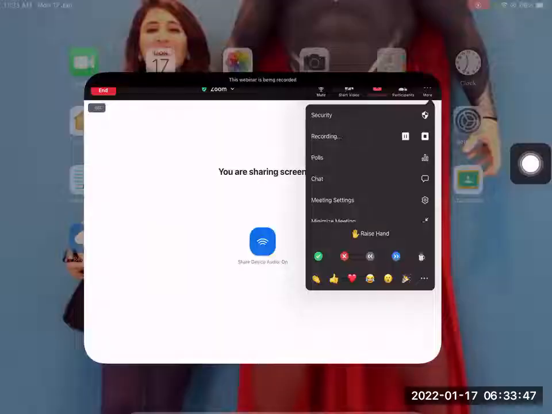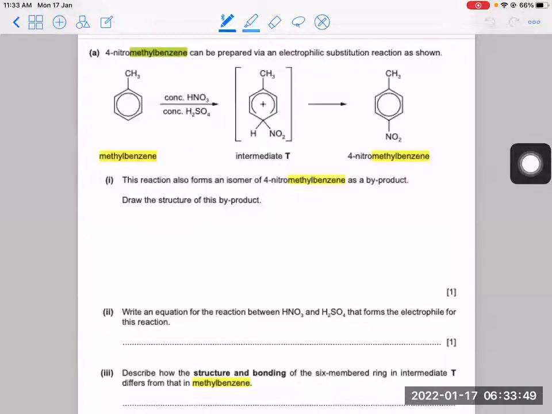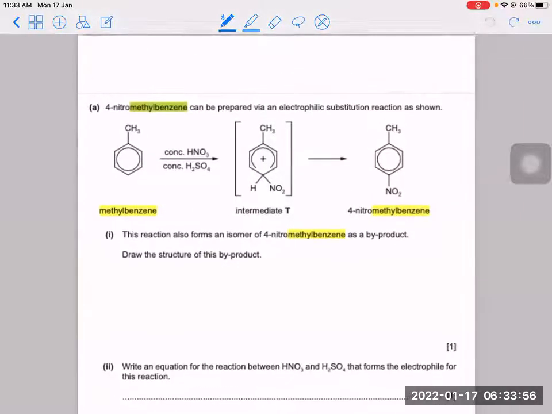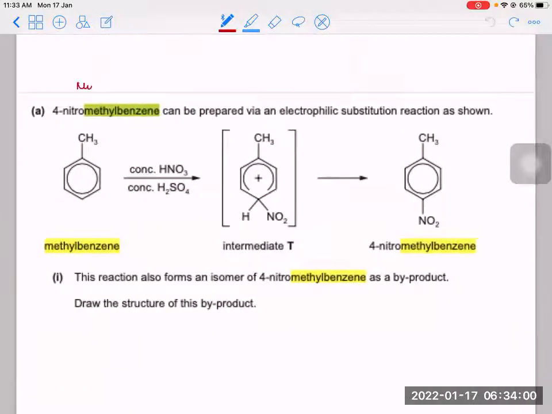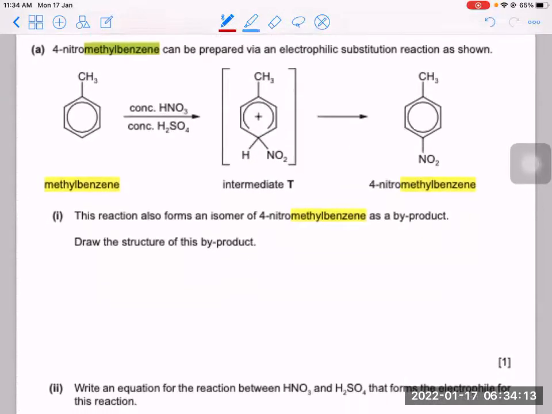Let's see. So we have methylbenzene reacting with concentrated HNO3 and concentrated H2SO4 to make 4-nitromethylbenzene. So this right here is what? Mononitration of methylbenzene. Yes. And we know this happens at 30 degrees Celsius. They are saying that another isomer of 4-nitromethylbenzene is formed as a byproduct.